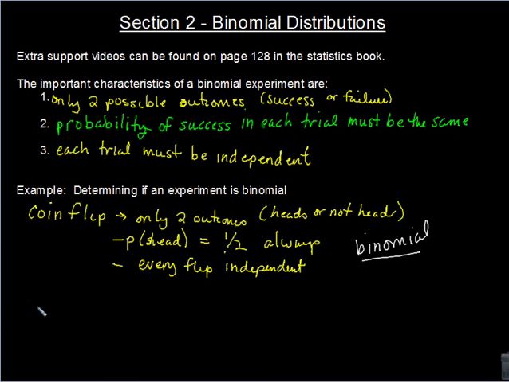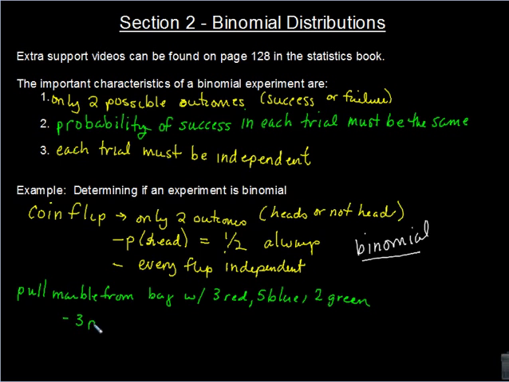Contrarily, if I want to pull a marble from a bag with 3 red, 5 blue, and 2 green. Okay, I have 3 possible outcomes. Red, blue, or green. Okay, so it's not just success and failure. I can get a red marble, a blue marble, or a green marble.